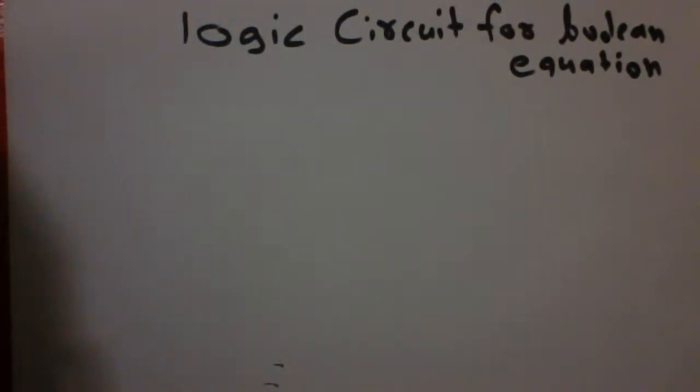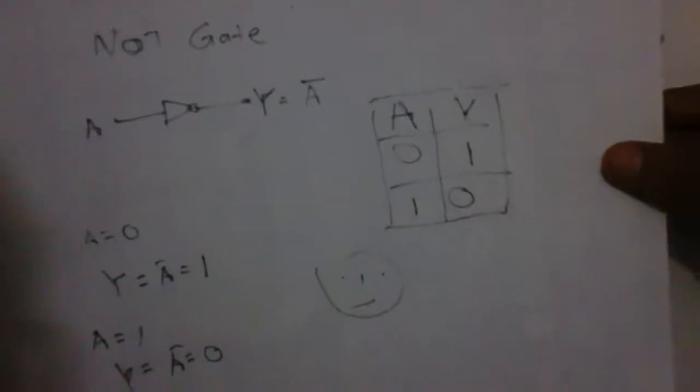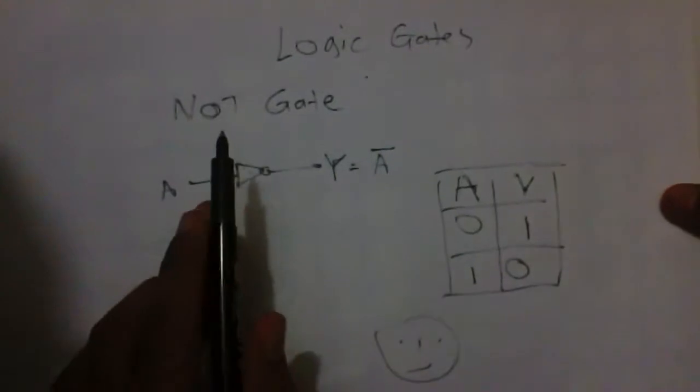In this tutorial we will learn how to design a logic circuit for a given boolean equation. To design a logic circuit for a given boolean equation, you have to be familiar with some logic gates and their logic circuit, how their symbols look.